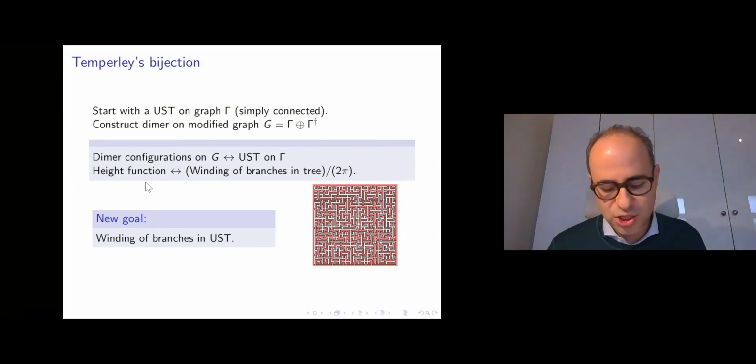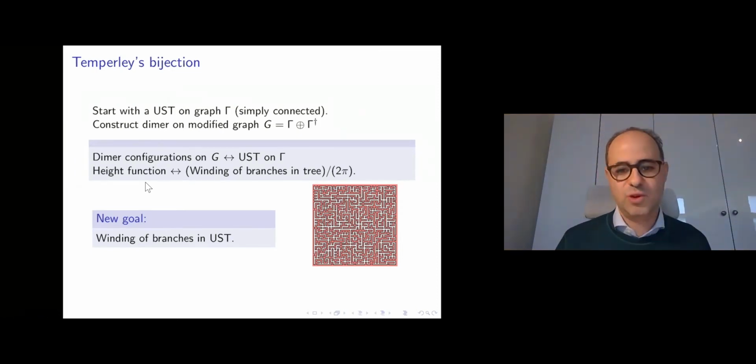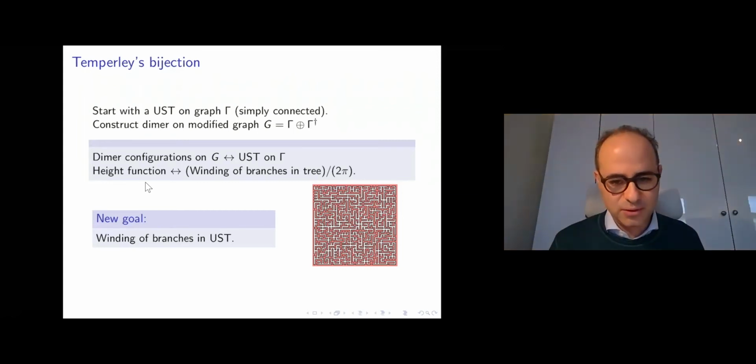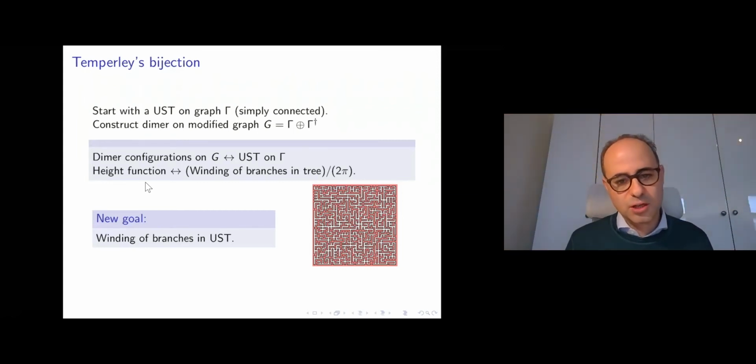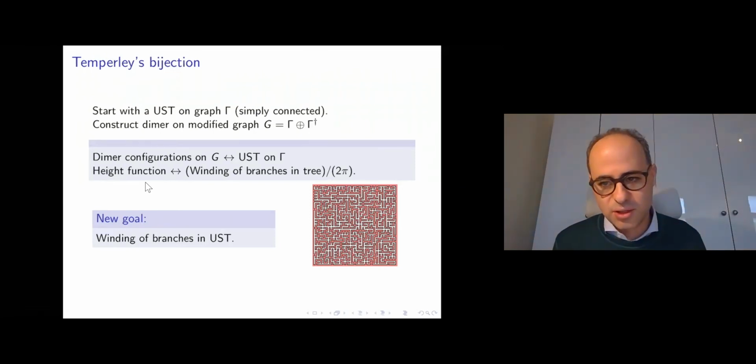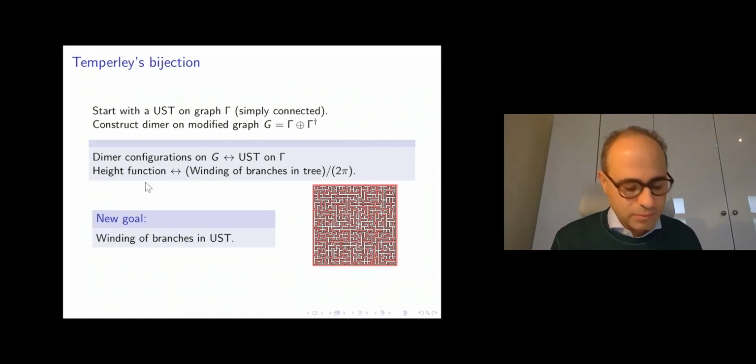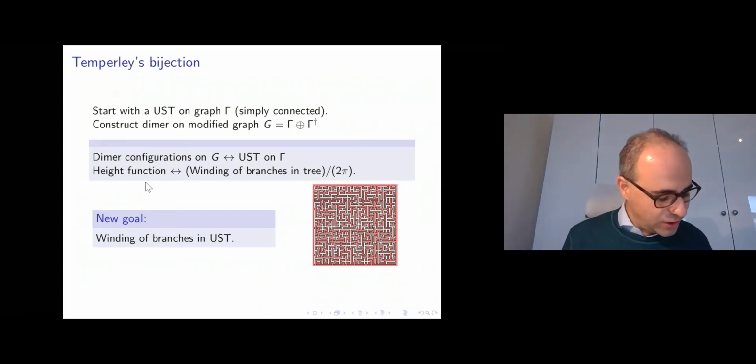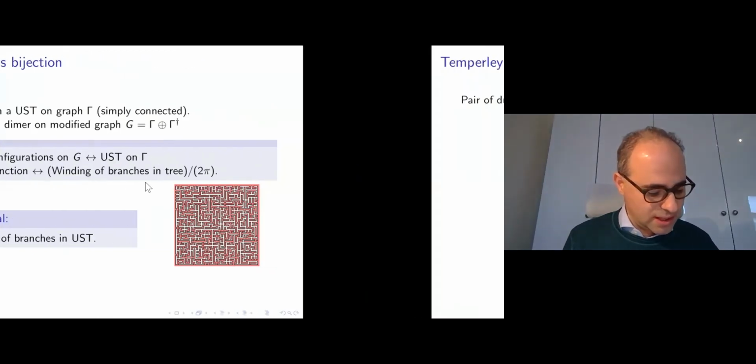Yes, and then there's some normalization, factors of pi, which is a matter of convention, really. The message from this bijection, which is what we're going to exploit, is that if you're interested in studying the scaling limit of the height function for the dimer model, then you can replace this question by the question of studying the winding of branches in a uniform spanning tree. So it's a very nice idea, this Temperley projection.